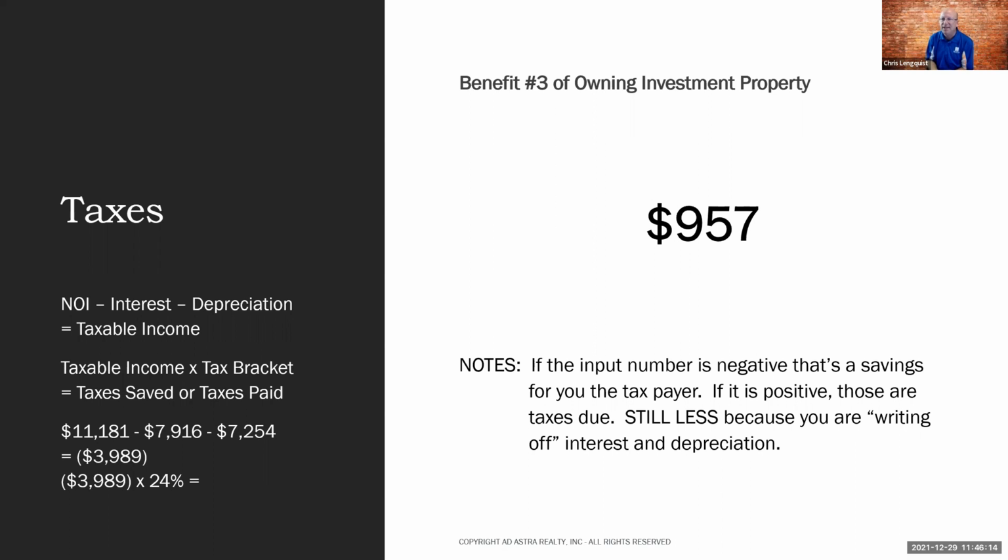Talk to your CPA, talk to your numbers nerd, maybe your MCA. Sorry, Tricia, if you're on here, that can help you figure out your tax bracket. But if you're in the 24% tax bracket, you take that 3,989 times 0.24, and you end up with 957. Now, it's still a negative number, but because it's a negative number, that's a good thing.